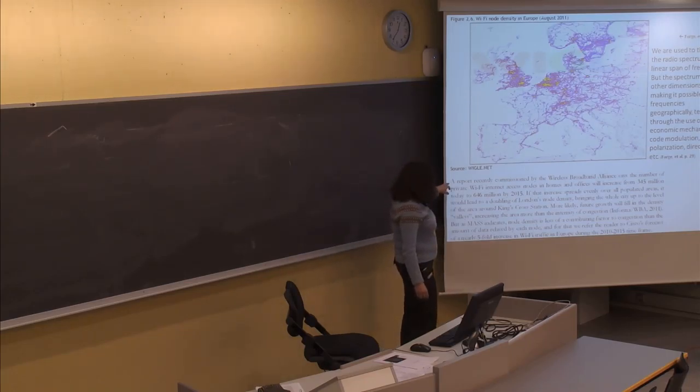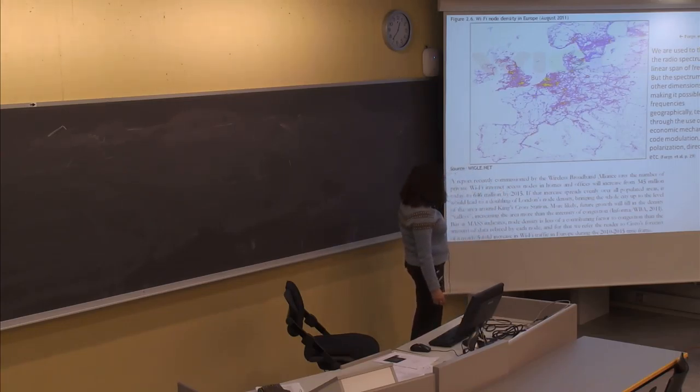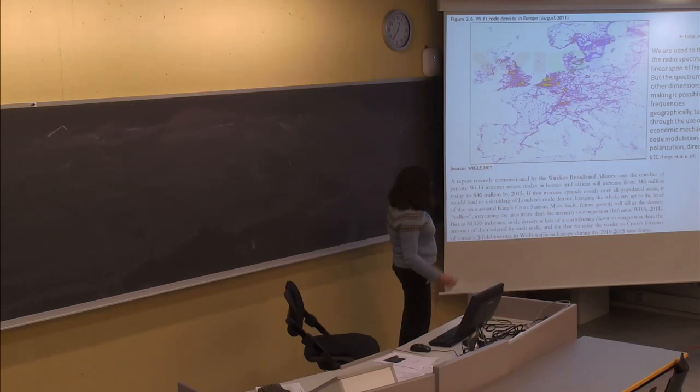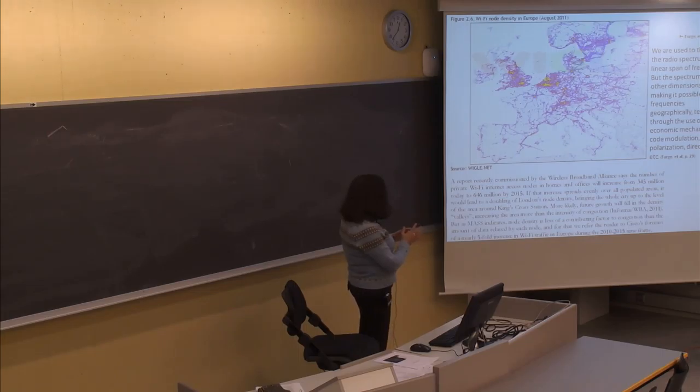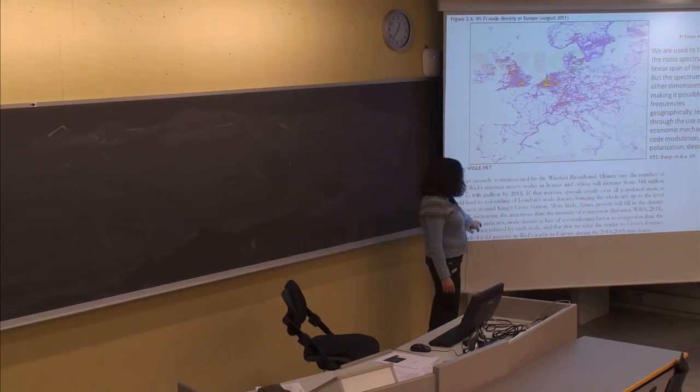And it says here, a report recently commissioned by the Wireless Broadband Alliance shows the number of private Wi-Fi internet access nodes in homes and offices increased from 345 million to 613 million by 2015. So if that increase spreads even in rural, populated areas, it would lead to a doubling of the London node density, bringing the whole city up to the level of the area around King's Cross Station. So it says that the growth is enormous, and that more likely future growth will fill in the density gaps, the density valleys, increasing the area more than the intensity of the congestion.